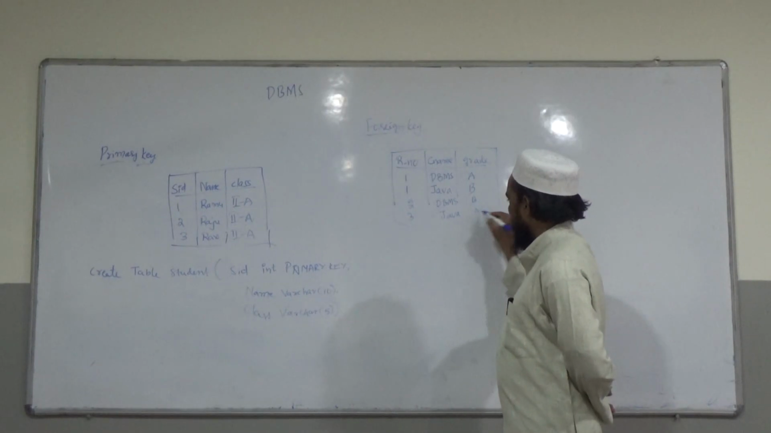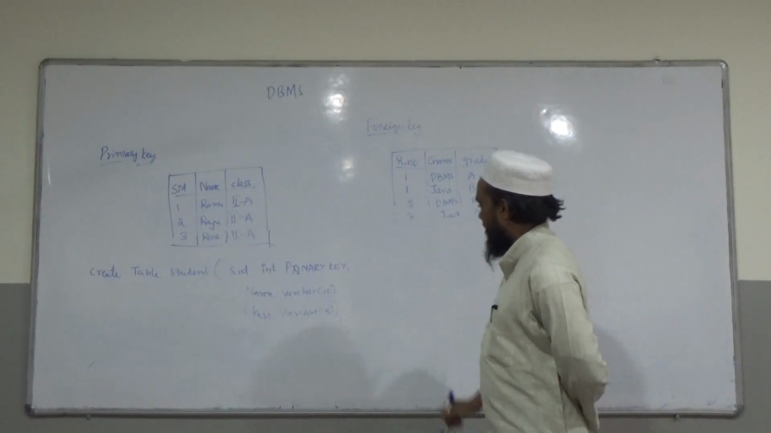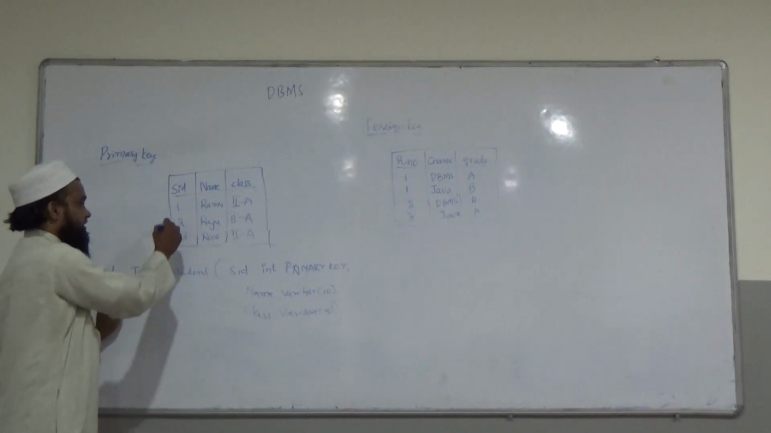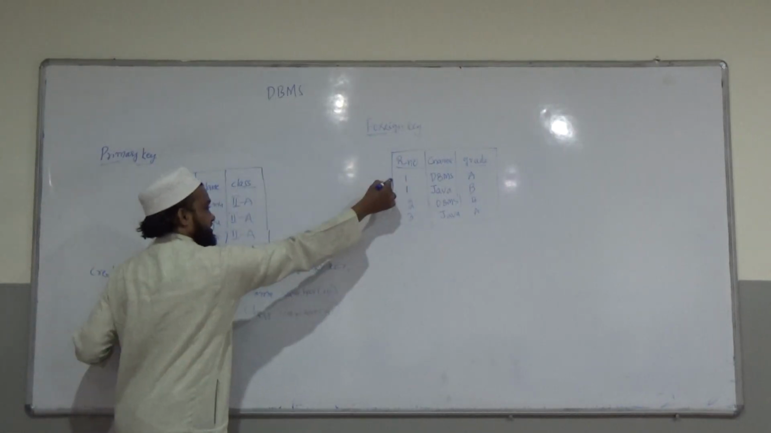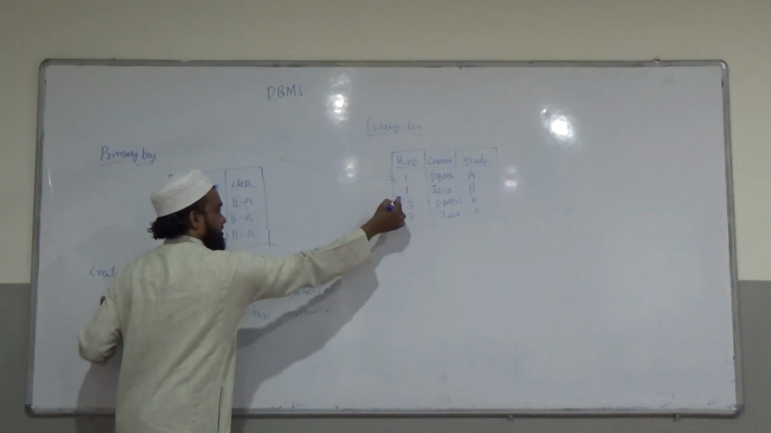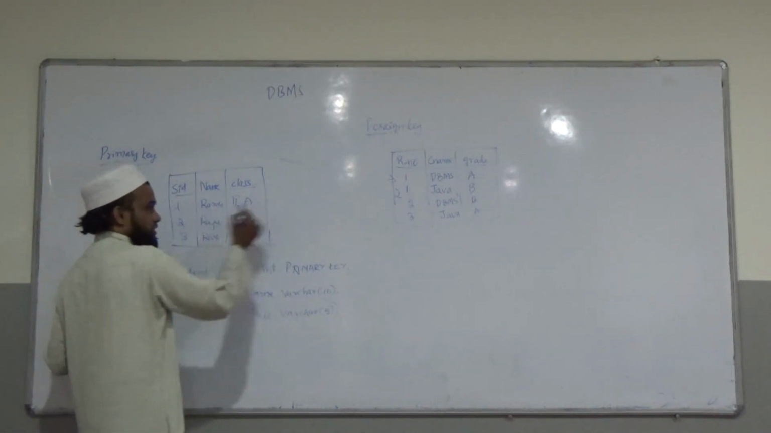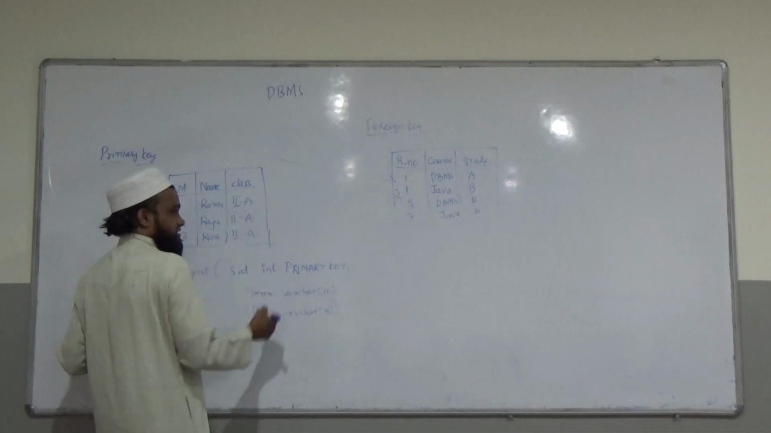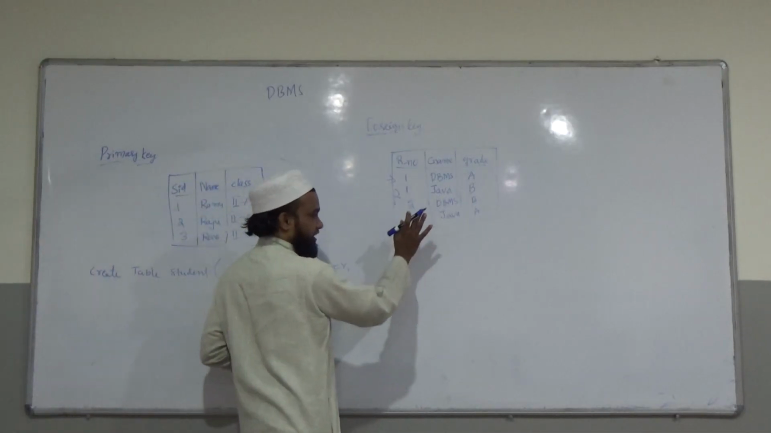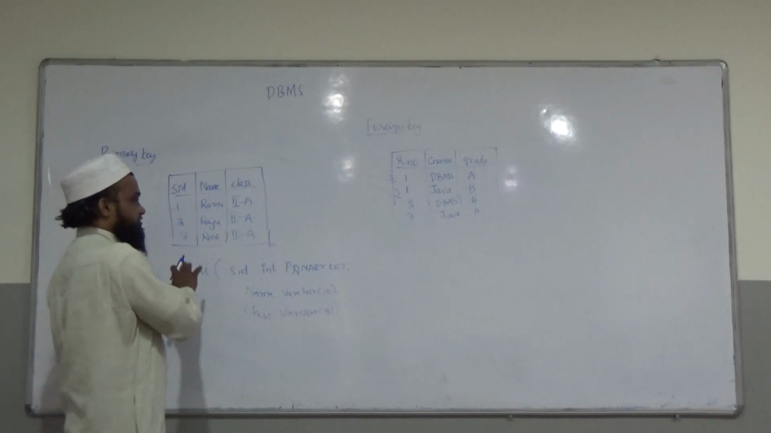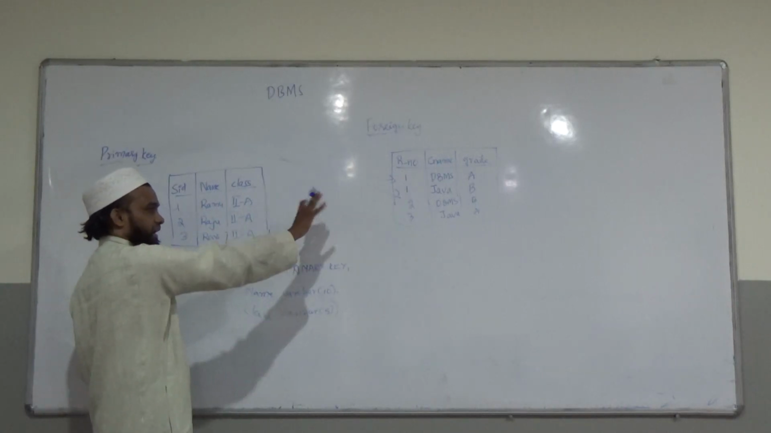If you see the foreign key values, foreign key will have only the values which are in primary key. See, 1 is there twice. So primary key cannot be duplicated, but foreign key can be duplicated. So roll number 2 is there and roll number 3 is there. So there is a condition that foreign key should have only the values which are in primary key. The values which are not in primary key cannot be accepted there.